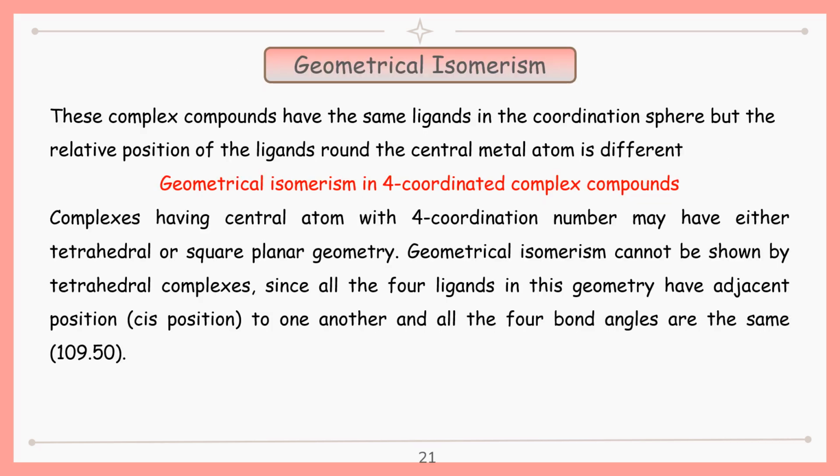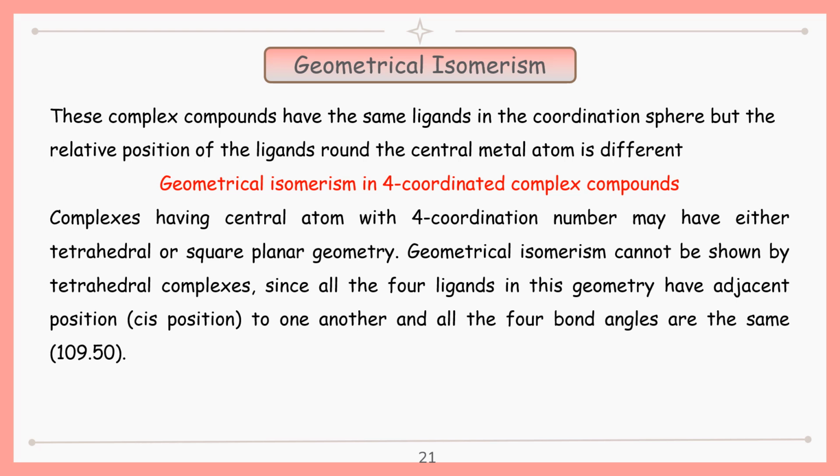It is classified into two different classifications called the geometrical isomerism and the optical isomerism. Geometrical isomerism arises where the complex compounds have the same ligands in the coordination sphere, but the relative position of the ligands around the central metal atom is different. So we will be seeing the geometrical isomerism in two different geometries: a 4 coordinated complex compound and a 6 coordinated complex compound.